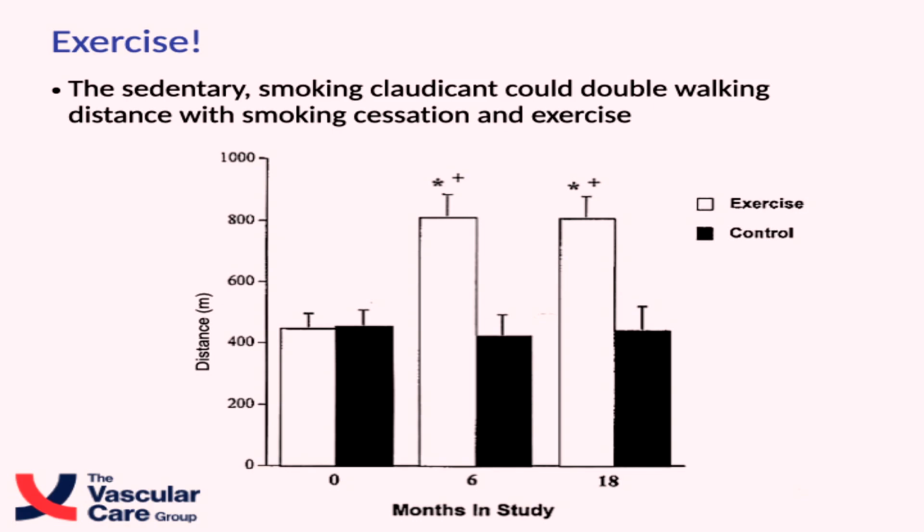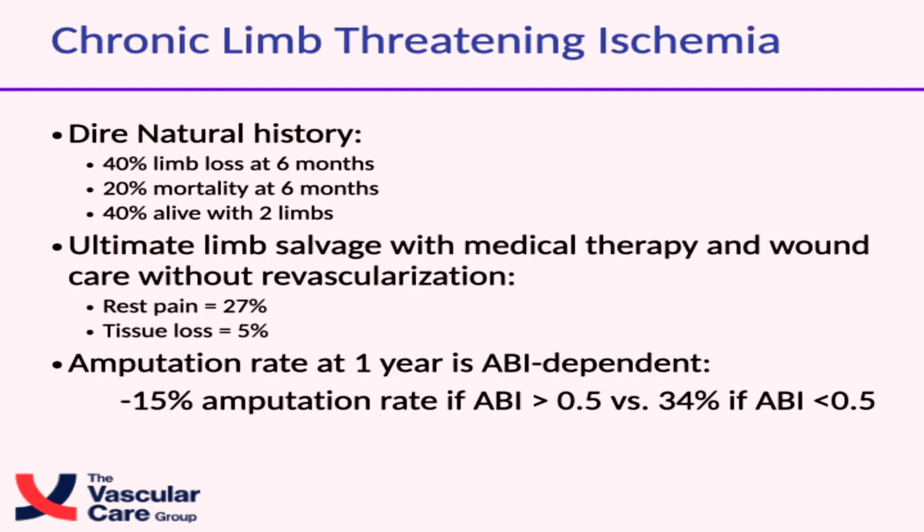So CLTI, this is that pie chart I showed you earlier. It's a dire natural history. 40% of patients have lost their limb, 20% have died, and only 40% are alive with both legs after 6 months. So ultimately, your risk of limb salvage is based on what your symptoms presented are. You have rest pain, ulcers, et cetera. And your ABI, that number I gave you, very much correlates to your risk of an amputation.